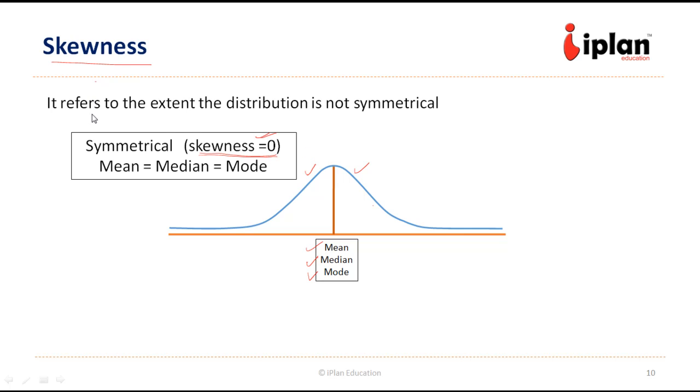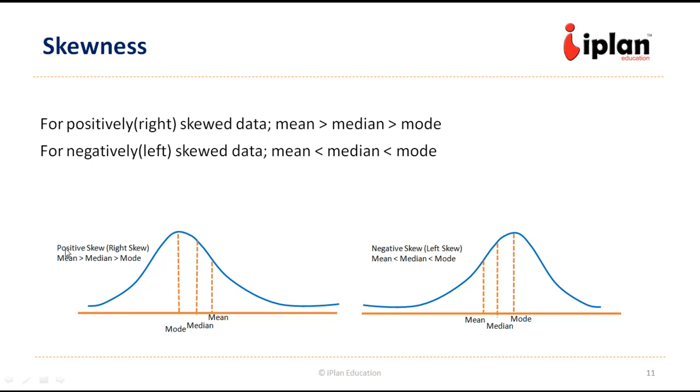So we can say in other words that skewness refers to the extent the distribution is not symmetrical. Here it is perfectly symmetrical, so skewness is 0. Let us look at the cases where it is not symmetrical. Look at the first case. The data is positively skewed or right skewed. There is more data on the right hand side as compared to left hand side. That is why the mean is more than median, which is more than mode. So mean is greater than median, greater than mode. This is for positively skewed data. Here it is asymmetrical. Both sides are not the mirror image of each other. It is positively skewed data.